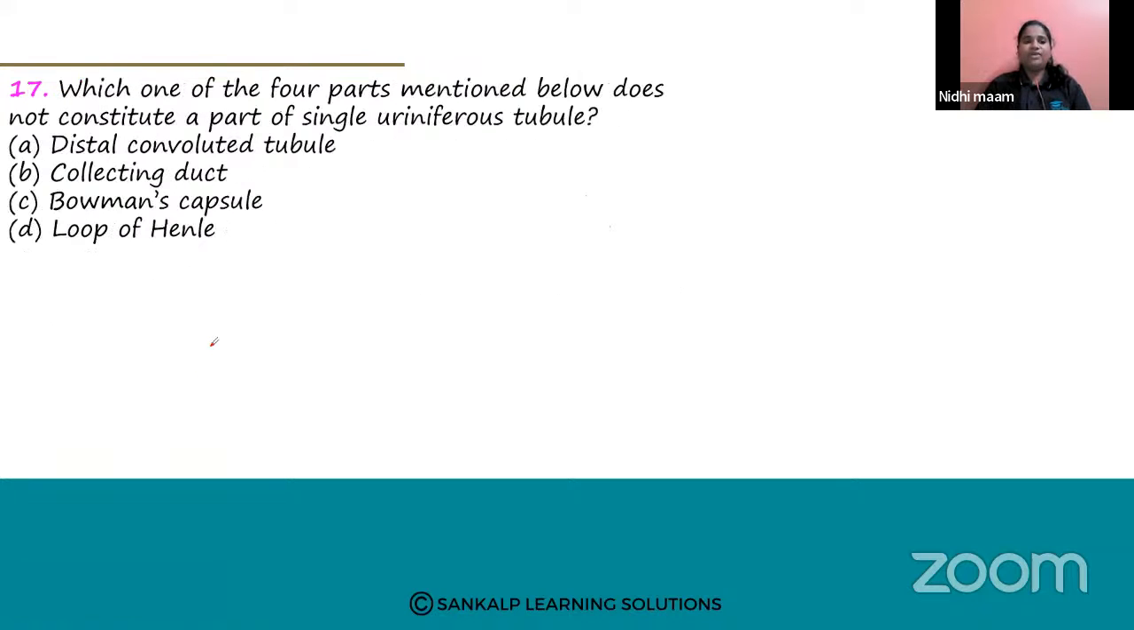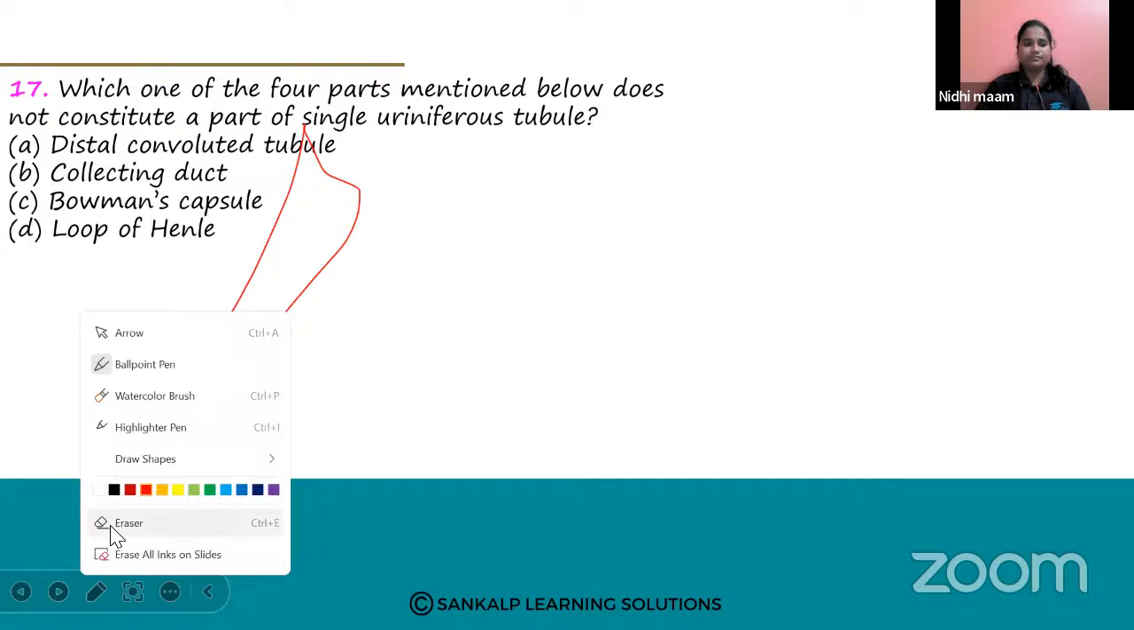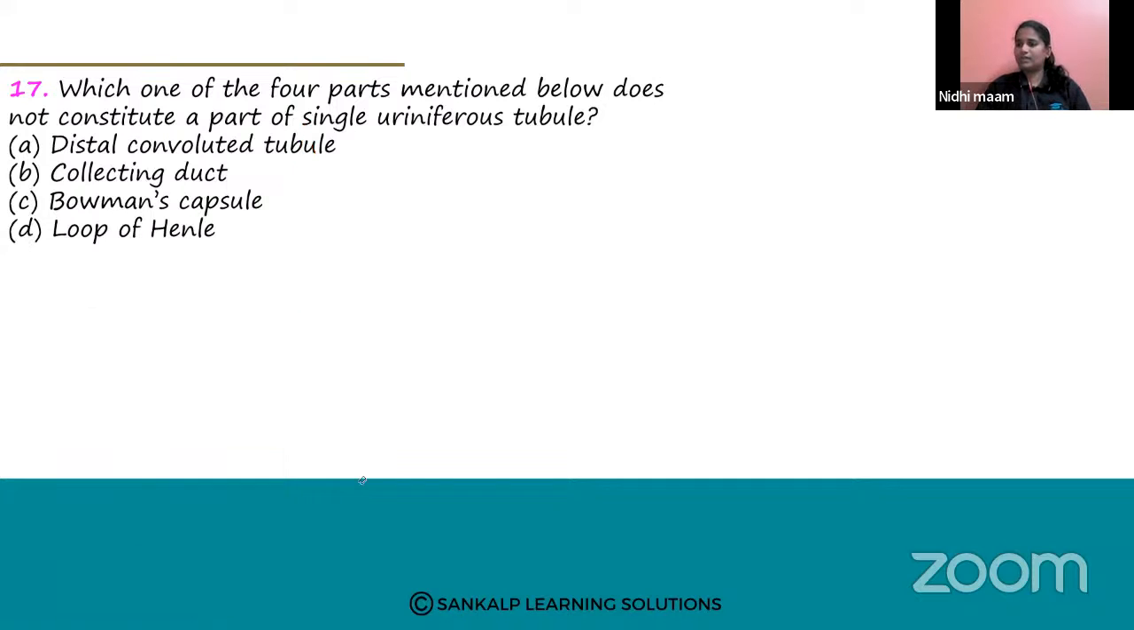Next question. Which one of the four parts mentioned below does not constitute a part of a single uriniferous tubule? Distal convoluted tubule, collecting duct, Bowman's capsule, loop of Henle.